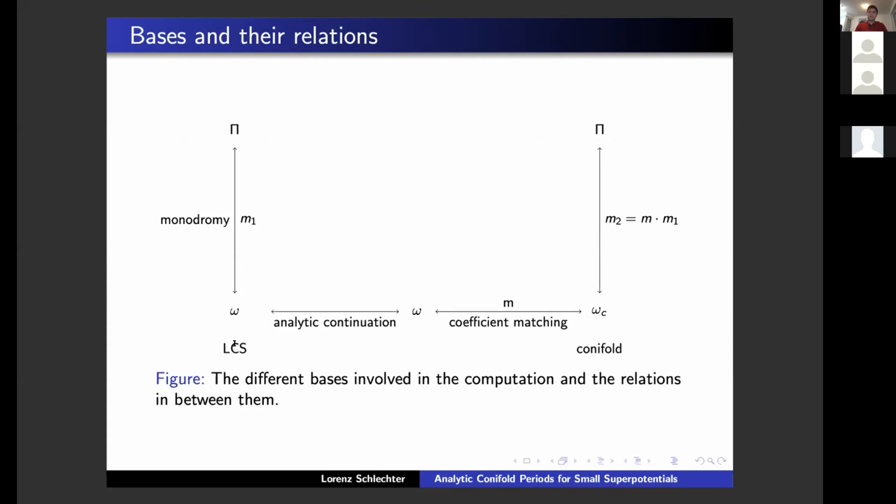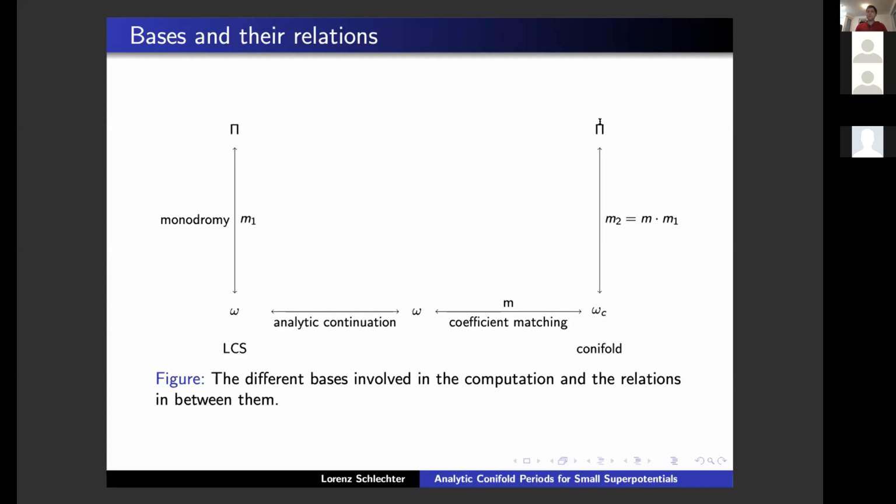So here on the left-hand side, I have the large complex structure point. On the right-hand side, I have the conifold. The local basis, which I denote with the small omegas, can be computed by a power series approach at both points. So these are the small omegas we know. As I said, at the large complex structure point, we have enough monodromy to fix the transition matrix to the symplectic basis. For our paper now, we were interested in the periods at the conifold.